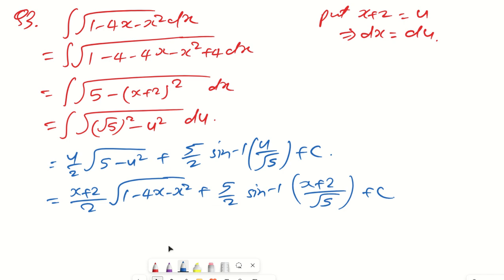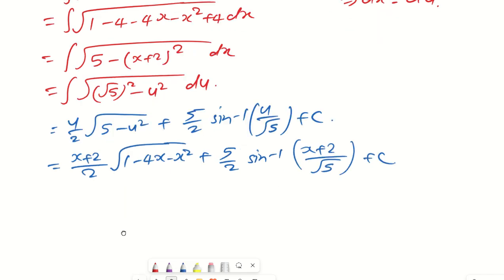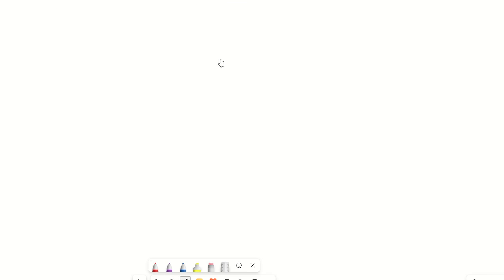Let us take another question. So the question is the integration of square root of x square plus 4x minus 5 dx. So if we do that, we can convert this into a square form.